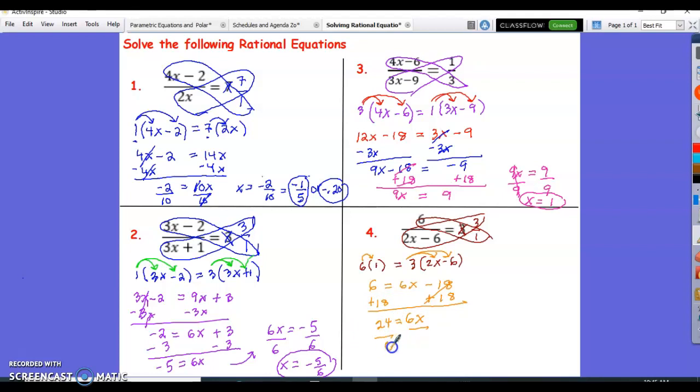And then you divide both sides by 6. Your x is equal to 4.